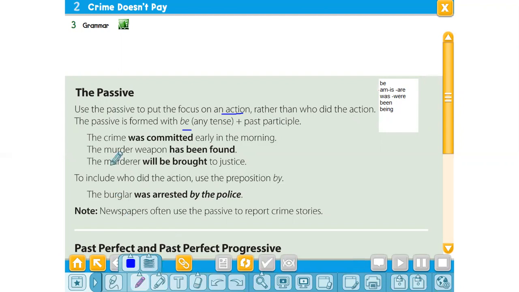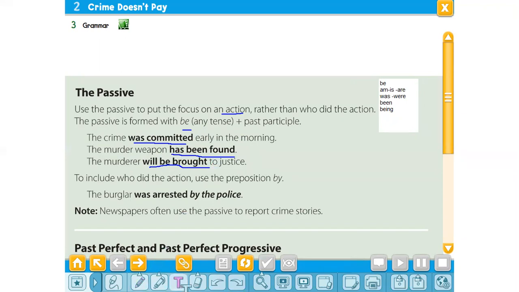Let's discuss the first example. The crime was committed early in the morning. Here we start with the object, then verb to be plus past participle. The murder weapon has been found. Where is the verb here? Excellent. Has been plus past participle. The murder will be brought to justice. Future. Will be plus past participle.